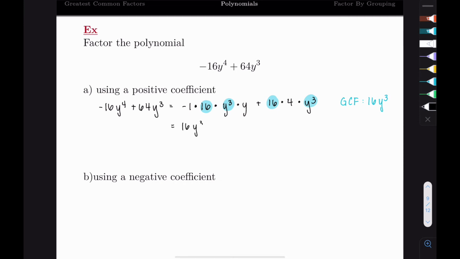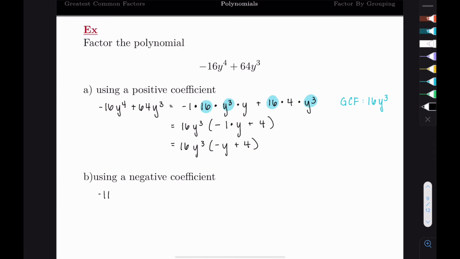So if we take out these two things, from the first piece, we're left with a negative 1 and a y. And from the second piece, we're just left with a positive 4. So this is really negative y plus 4 times our greatest common factor. Okay. When we deal with a negative coefficient, not much is going to change, but instead of taking out positive 16, we're going to take out a negative 16 instead.